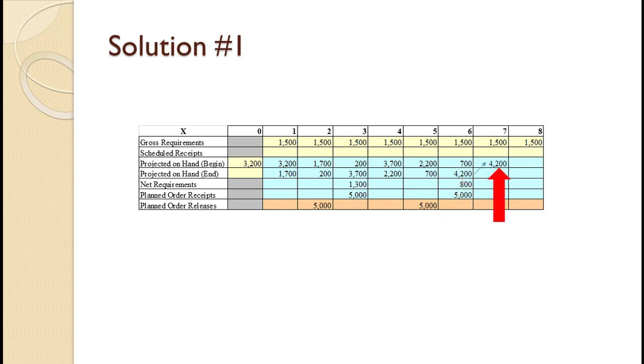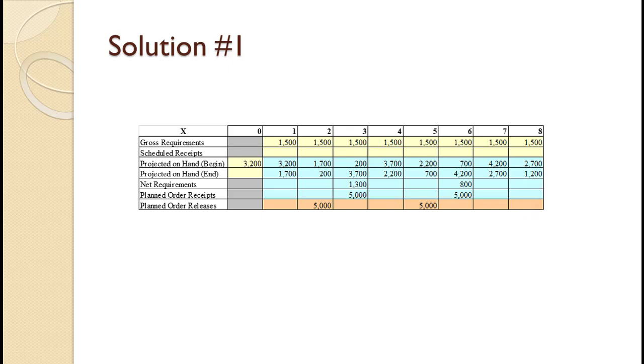Beginning inventory in period 7 is 4,200. We have 4,200 in inventory and only need 1,500, so no production is required. 4,200 minus 1,500 equals 2,700. Beginning inventory for period 8 is 2,700. Inventory exceeds gross requirements, so no production is required. 2,700 minus 1,500 equals 1,200. That concludes the calculation of the MRP planning grid.